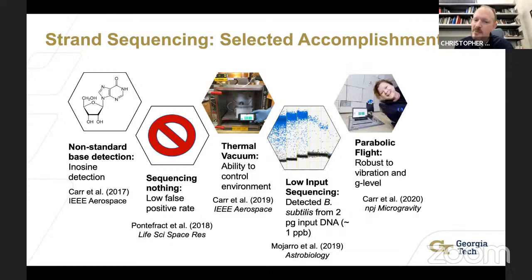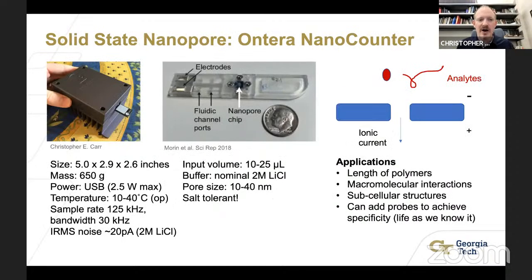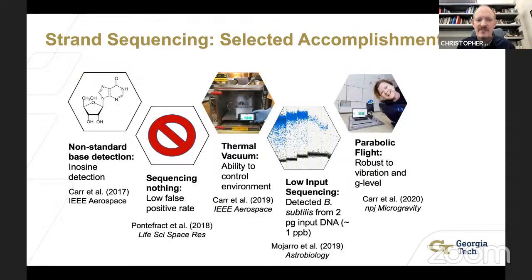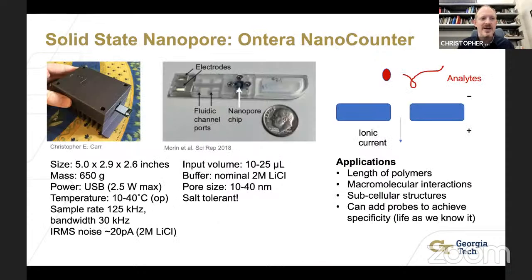We also did a parabolic flight where we demonstrated, by looking at the ionic currents and very specific signals on the time scale of 1 base, that this system is extremely robust to vibration and G level. So this bodes well, and we did this at Mars and Europa and weightless conditions. So I'd like to move on from there. Hopefully in the discussion, we'll have the ability to discuss what some of the challenges are that remain for this technology. I'm going to move on to solid state nanopore for now.